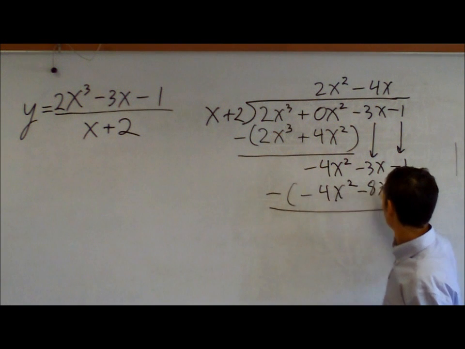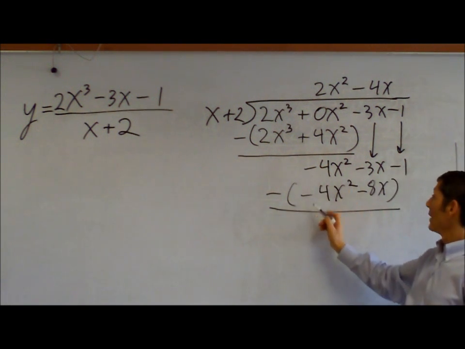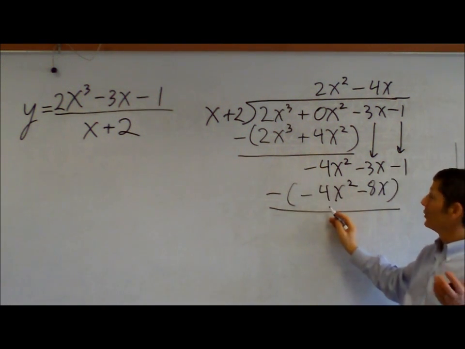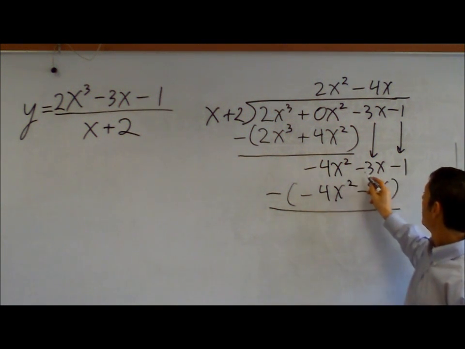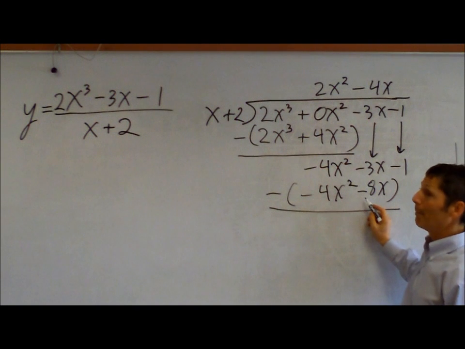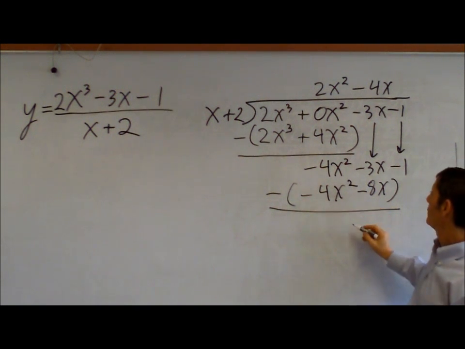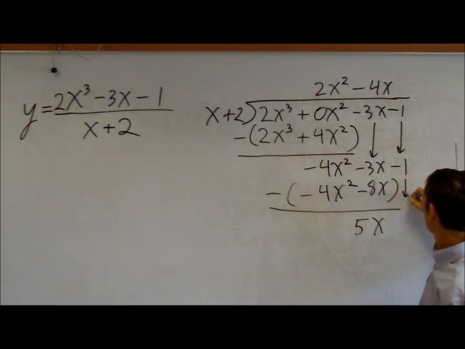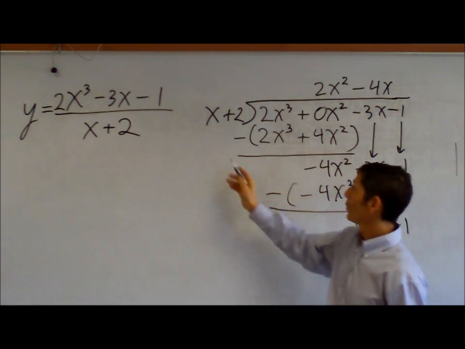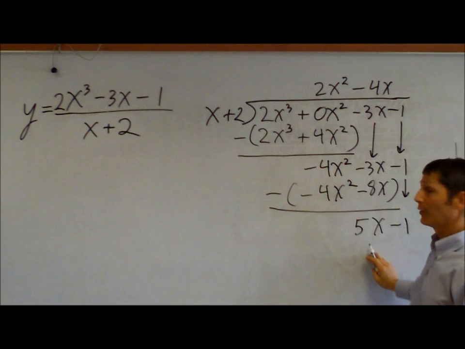Okay. I'm going to subtract. 0. Negative 4x squared minus negative 4x squared. This better come out to 0 or you did something wrong. That's 0. Negative 3x minus negative 8x. That's like plus 8x. What does that give me? 5x. Bring down the last guy. One more time. What times x gives me 5x?